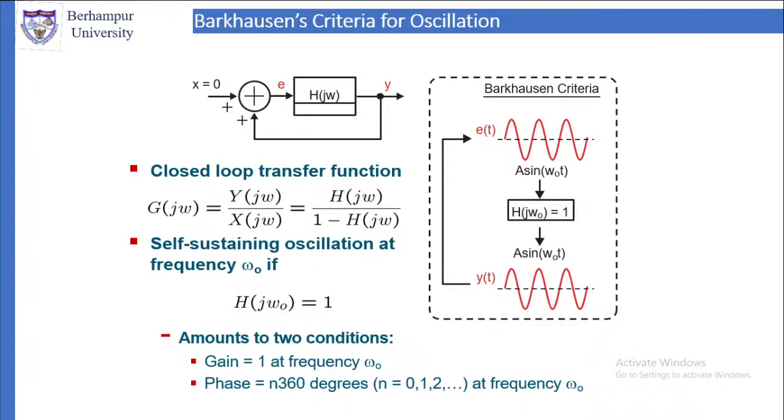So you can see here, H(j omega) is the transfer function of the amplifier. So let us say that is the amplifier. To that we are giving some input X. X input is coming there. That goes to H(j omega). Output is Y. A portion of Y is coming back and given as input.